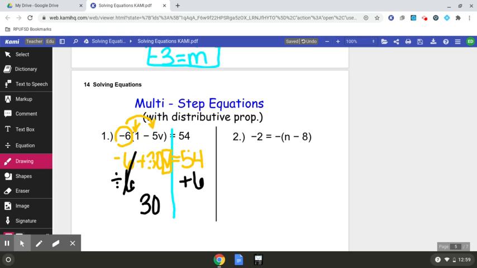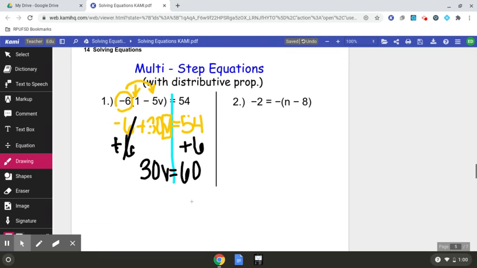30v is equal to 60 because 54 plus 6 is 60. And now again, I'm solving for v, so I want to divide to get rid of that 30 on both sides. My goal of getting v alone now came to the bottom, and 60 divided by 30 would just be 2.